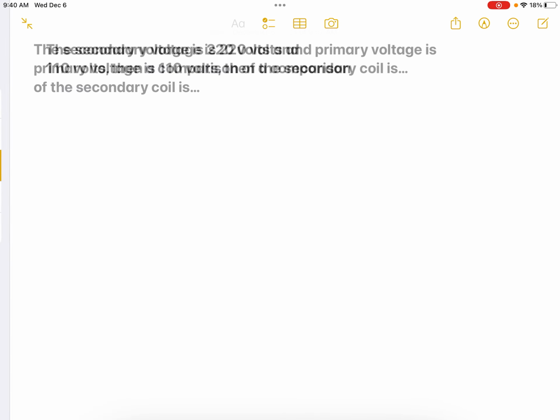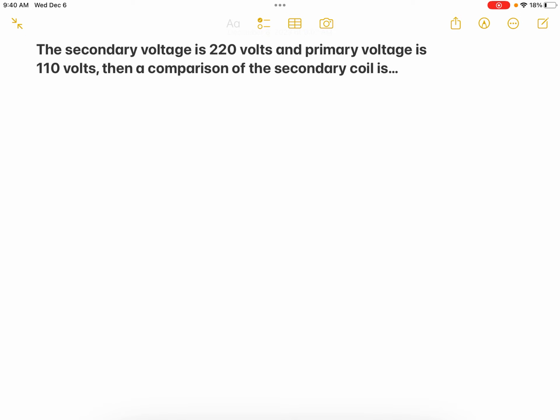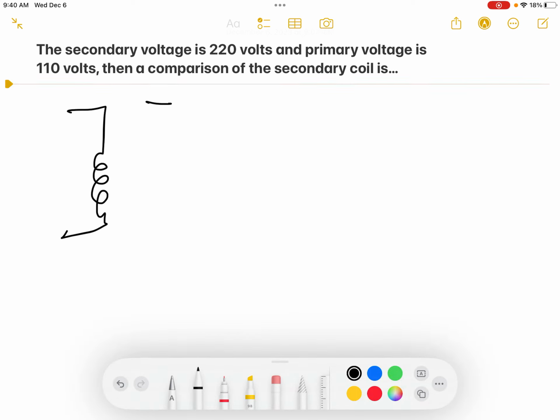Next problem. A secondary voltage is 220 volts and primary voltage is 110 volts. Then a comparison of the secondary coil is... Now, when we say comparison, we could use ratio or fraction. In this case, we will just use a fraction. So, V1 is 110 volts. V2 is 220 volts.